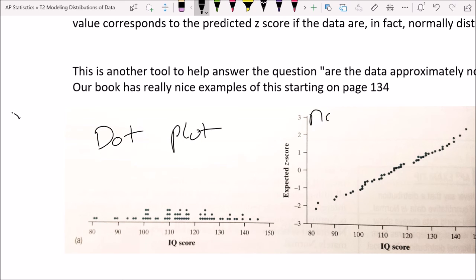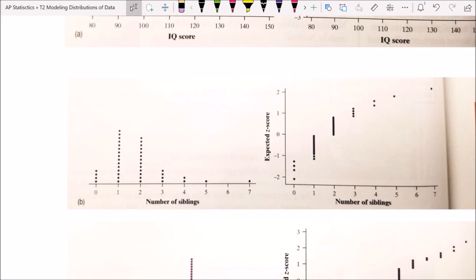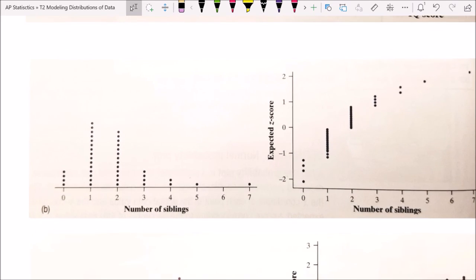This is the normal probability plot. When the dot plot is approximately normal, the normal probability plot is approximately linear. So let's look at some more examples. Here's another example of a data set and its probability plot on the right.